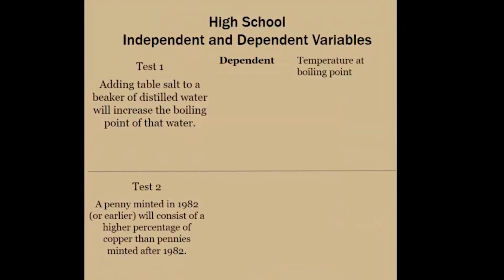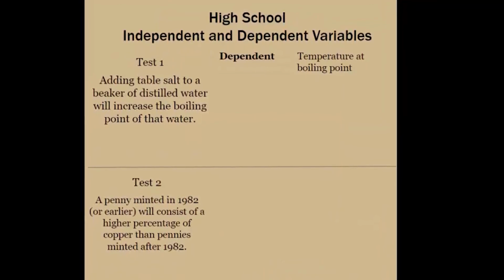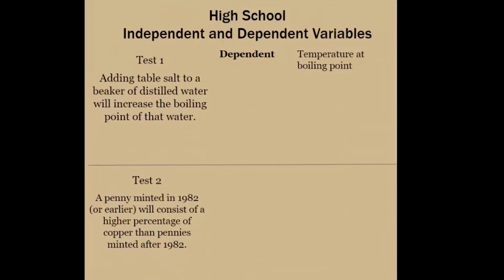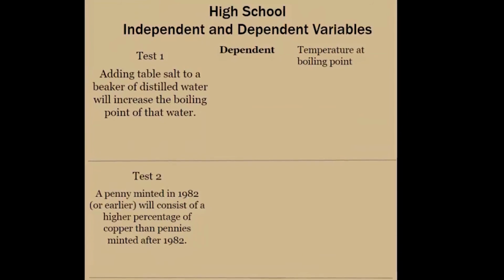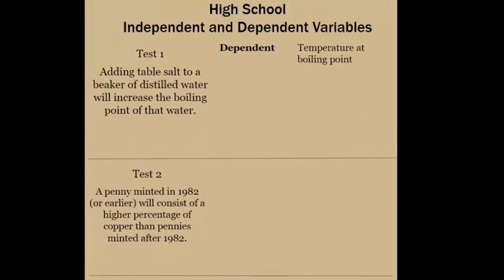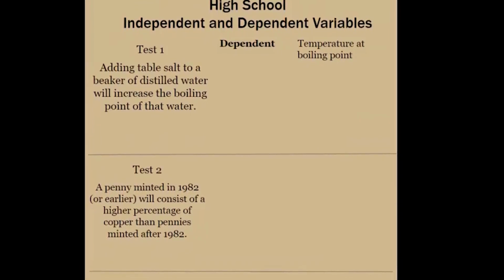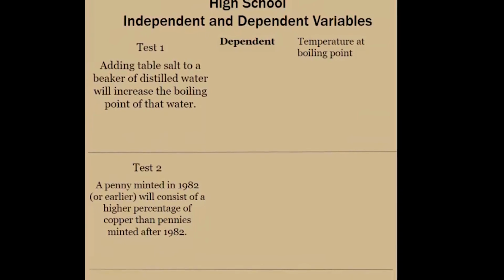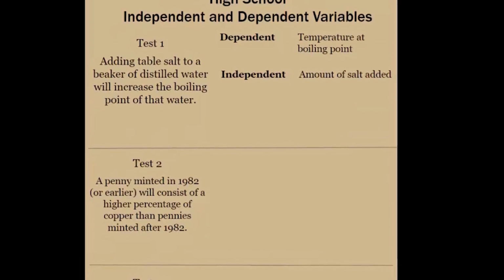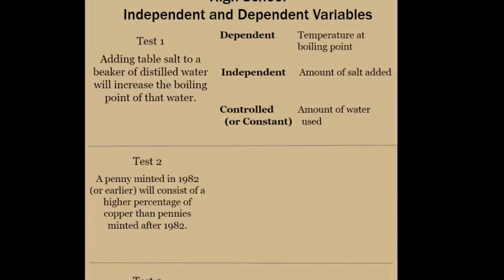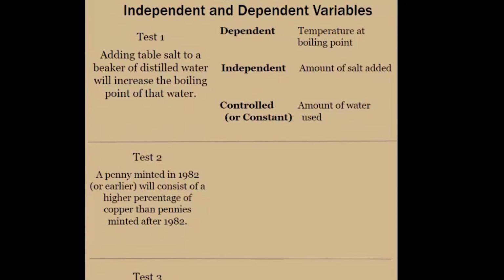and looking at these that would be appropriate for, like Bill was saying, something that you might be teaching as part of your class. For example, colligative properties is something we would cover in high school chemistry. And so adding table salt to a beaker of distilled water will increase the boiling point of that water. That's something that we could test. And if we look at that, our dependent variable would be the temperature it takes to reach that boiling point. Our independent variable is going to be the amount of salt that we're adding to the water that we're testing. But then beyond that, we're going to also start identifying what we're controlling. And the controlled variable in this case could be the amount of water that we're using.